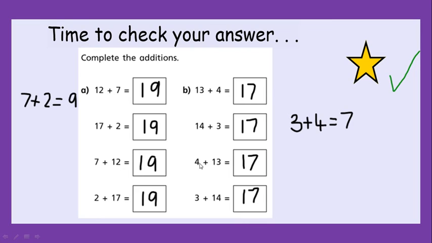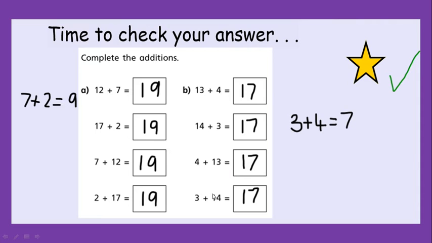And then here, different number sentence again. 4 add 13. But look, there are those two numbers, 4 and 3, they make 7. It's a number bond of 7. So the answer, 4 add 13, is still 17.